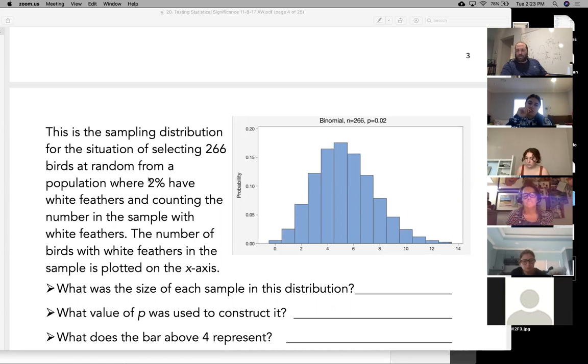So what are you going to conclude? Again, let me say that again. If this 2% were truly correct, I would expect a distribution that looks like this. And in that case, I would never have a sample with 43. And yet I got a sample with 43. What do I conclude?